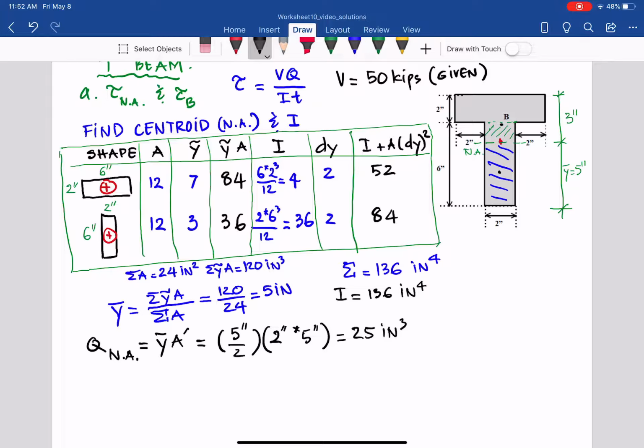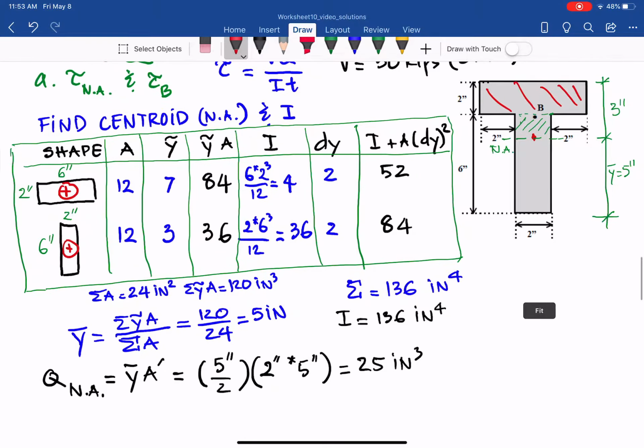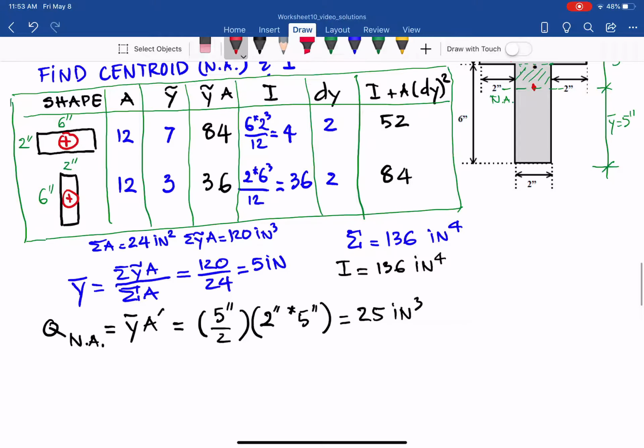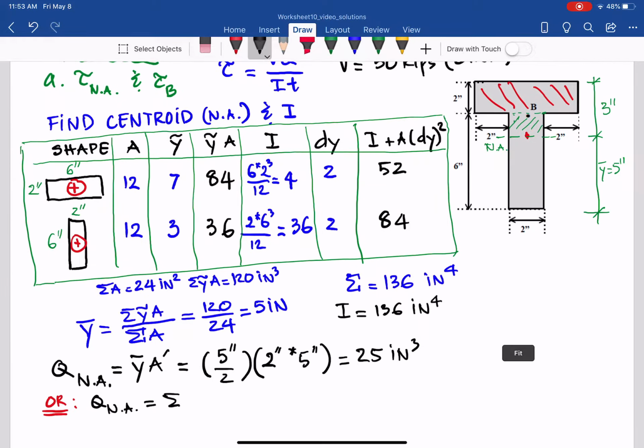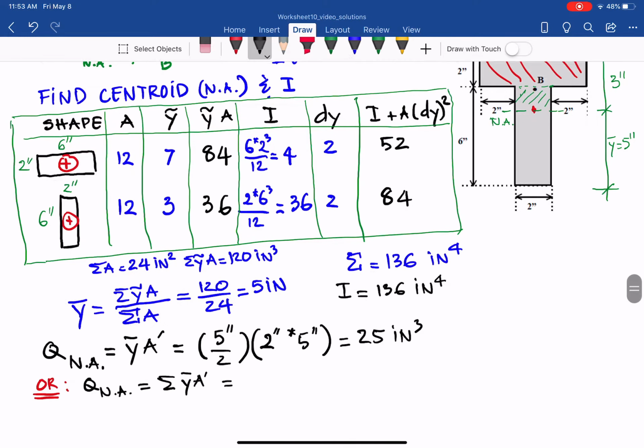You are also able to find it with the other approach. Let me erase that; that is the first way. The second way, I want to find the green dash in there and also the red dash in here, to the top outermost fiber. So Q in that case equals a sum, because there are two areas, the red and the green. So it will be y bar A prime. Let's talk about the red first.